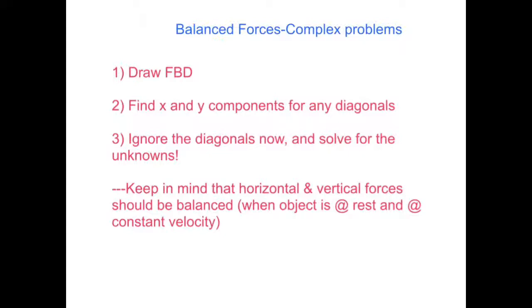Once you solve for those horizontal and vertical components, you can ignore the diagonals when it comes to solving, and then you can solve for the unknown. You want to keep in mind that horizontal and vertical forces should be balanced when an object is at rest and when an object is moving at a constant velocity. So with all of these things in mind, let's jump into our first example.